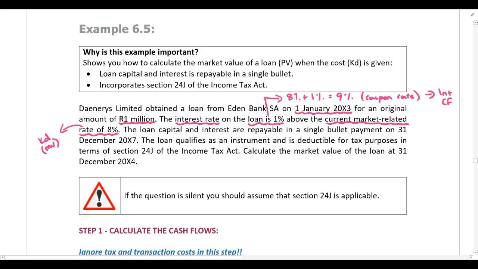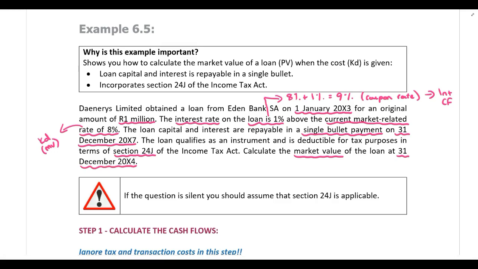The loan capital and interest are repayable in a single bullet payment on the 31st of December 20X7. The loan qualifies as an instrument and is deductible for tax purposes in terms of Section 24J of the Income Tax Act, and you need to calculate the market value of the loan at the 31st of December 20X4.